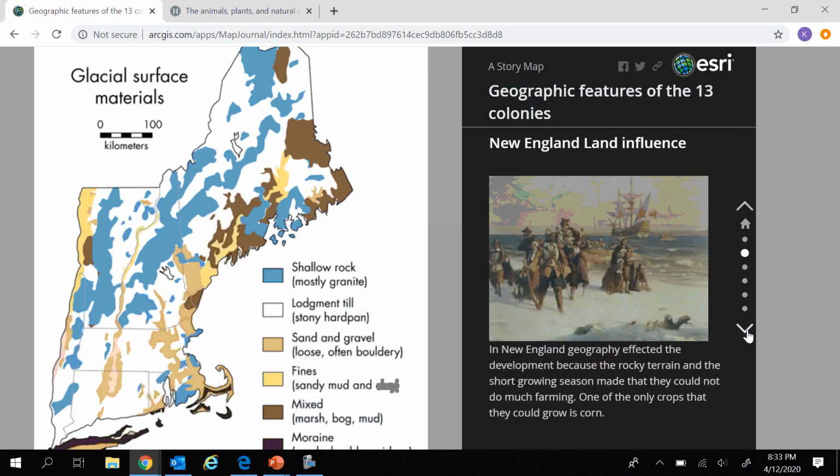Now let's look at the New England land influence. What that means is the different types of surfaces that are available there in the New England colonies. The geography there did affect the development because it's very, very rocky. If you look over here at the different types of land, you see shallow rock, which is like granite, in blue. Lodgment till, which is stony, really hard land to go into. And then you have sandy gravel, and you have sandy mud, almost clay-like. And then you have a mix.